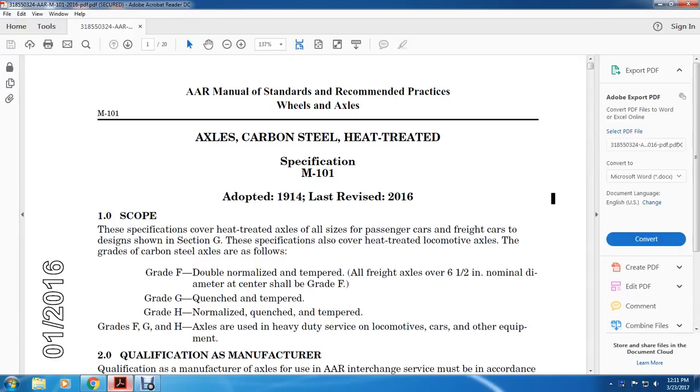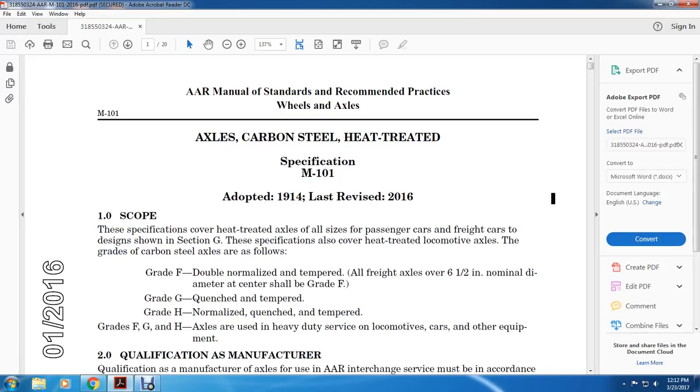Association of American Railroads Manual Standards Recommended Practice. Wheels and axles, axle carbon steel heat treated, specification M101, adopted 1914, last revised 2016. Scope: the specification covers heat treated axles, all sizes, for passenger cars and freight cars, to the design shown in Section G. The specification also covers heat treated locomotive axles.